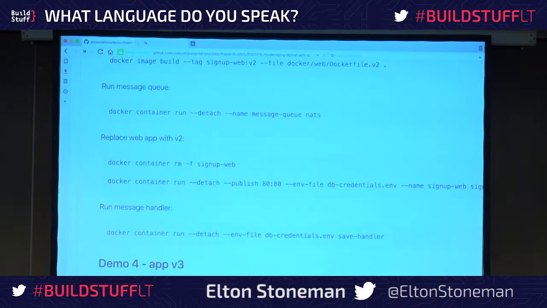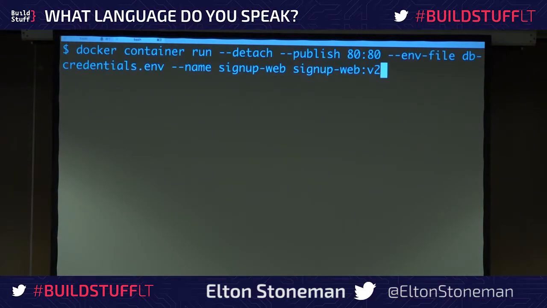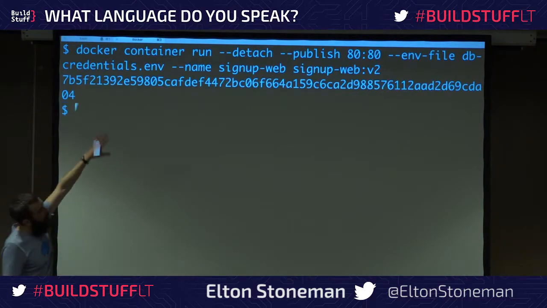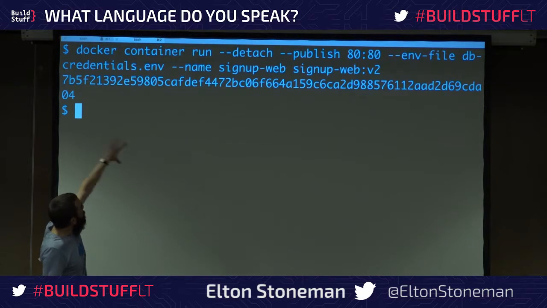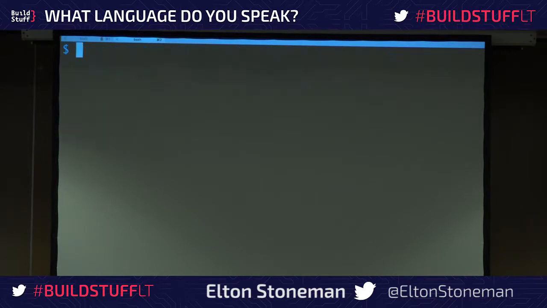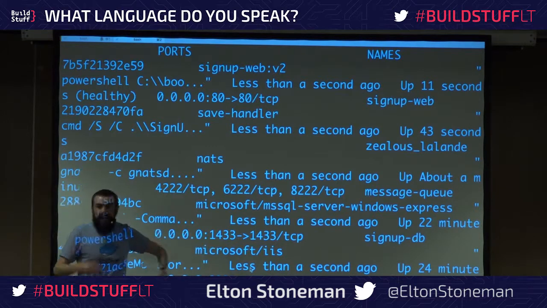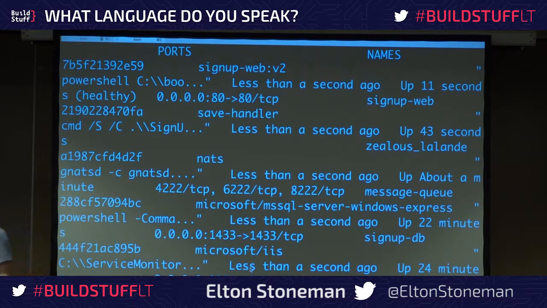Okay, so Docker container run, put it in the background, publish the port, use the same credentials file, and then use v2 of the image. Okay, so now I've got a whole bunch of things running. I've got my original IIS application, which I'm not using anymore. And because I'm not using it, it's using very little resource. So that IIS container, which is down here, may be using 20 meg of RAM from my VM, but no CPU, because there are no requests coming in.